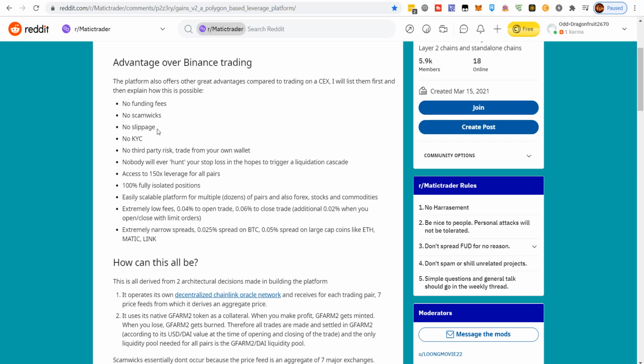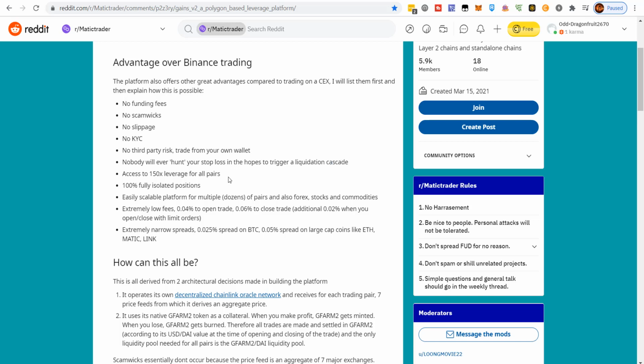This is where you come in at one price and the price seems to move before you can get that order placed. No KYC, AML. No third-party risk. Your cryptocurrency stays in your wallet the entire time. You do not have to deposit on an exchange. Did you hear that? That is extraordinary. No one will ever hunt your stop loss in the hopes to trigger a liquidation cascade.